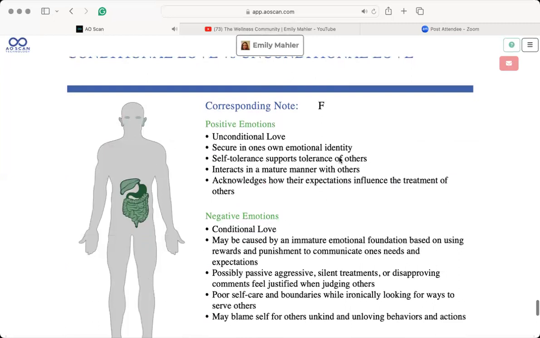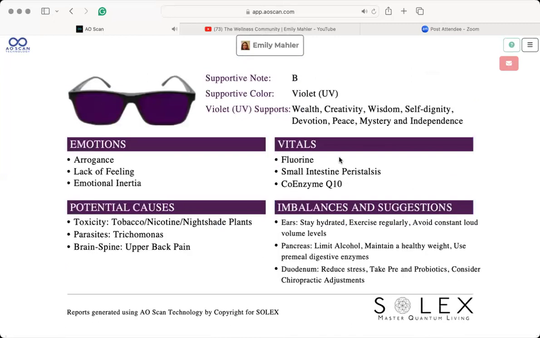I'm sorry, I'm just taking a lot of this in personally. I'm like, wow, okay, that's really on point. There's one for the ears. I definitely have some things going on with my ears. I have a lot of sinus stuff going on. The avoid constant loud volume levels is kind of amusing because Colton has been high-pitched squealing, so I feel like that's partially related. Again, there's some more hydration, there's some more movement. There's some enzymes, stress, pre and probiotics, chiropractor.